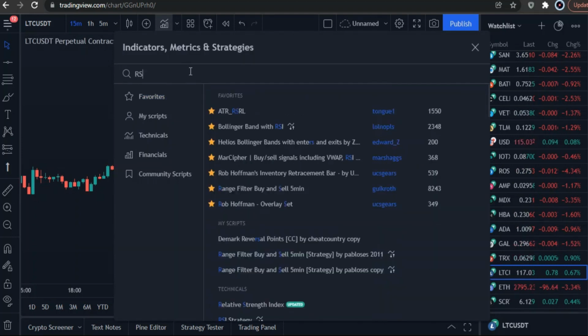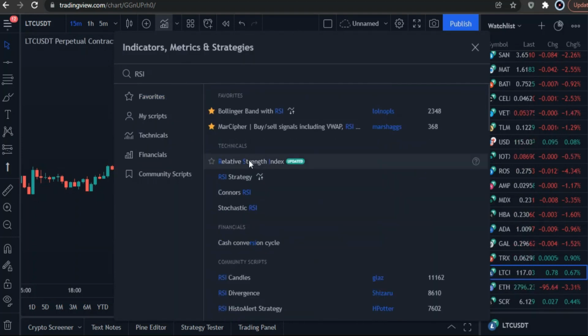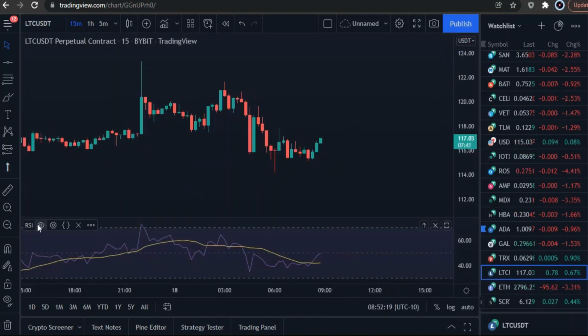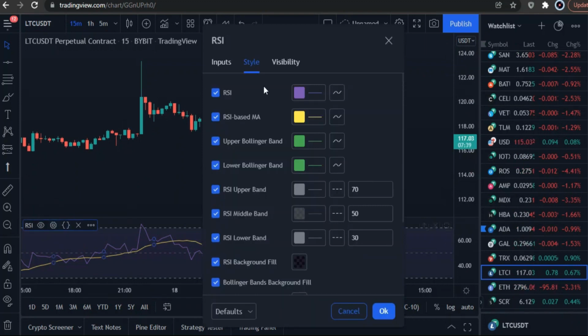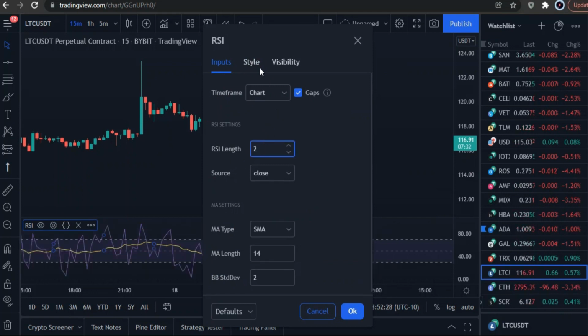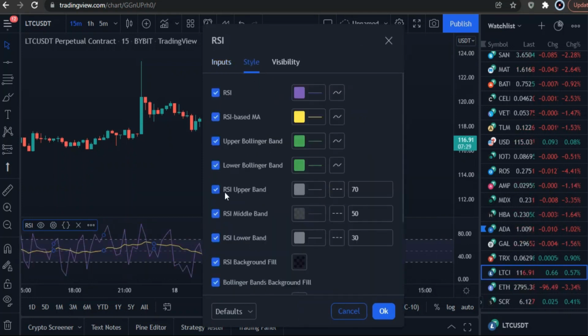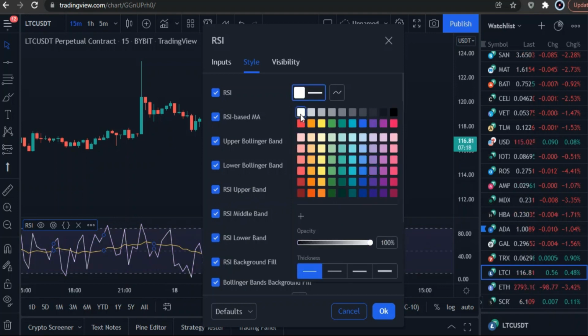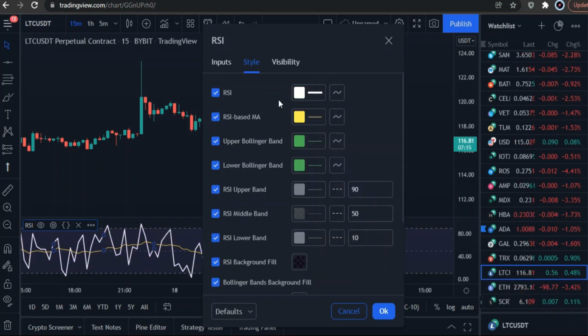In the search field, type RSI. And let's choose this indicator. Now we will change the indicator settings by clicking on this gear here. Then we click on the inputs and change the length to 2. Now click on style and change the upper band to 90 and lower band to 10. You can choose the color you want. As for me, I will choose the white color, and I will also cancel the yellow moving average line because we won't need it.